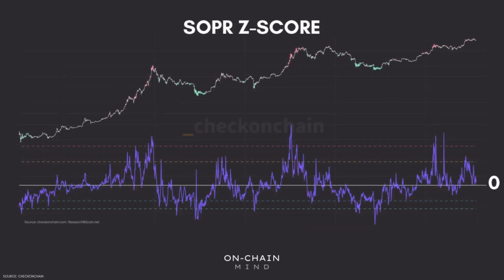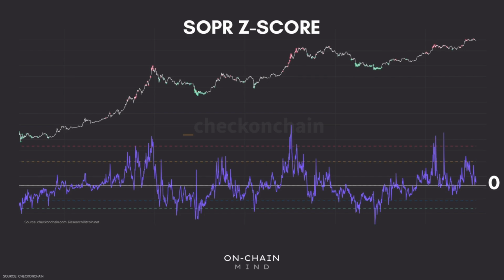SOPR is also an excellent tool for spotting key support and resistance levels. In bull markets, SOPR-Z often retests 0 as support, meaning investors are willing to buy the dip. But in bear markets, 0 often acts as resistance, meaning investors use price rallies as exit opportunities.